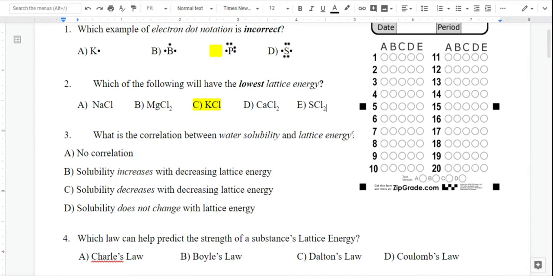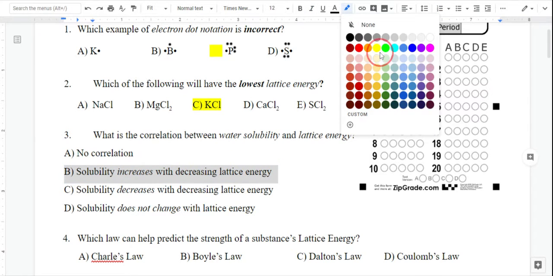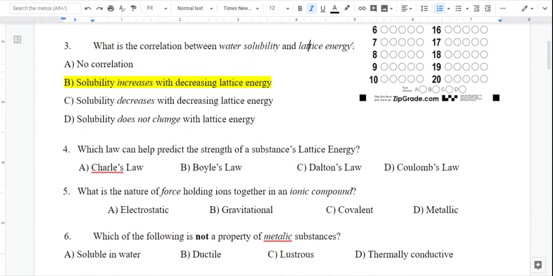Number 3. Dealing with lattice energy, we talked about how it affected solubility, hardness, and melting temperature. It was inversely related to solubility, so as the lattice energy goes down, solubility goes up. That's the one showing them inverse. If the question had said hardness or melting temperature, those two are directly related, so hardness or melting temperature go down as the lattice energy goes down.